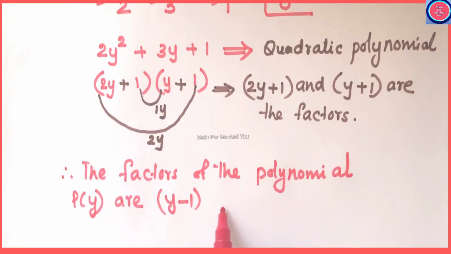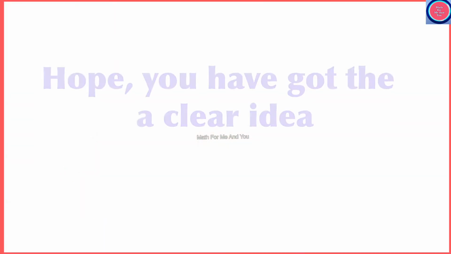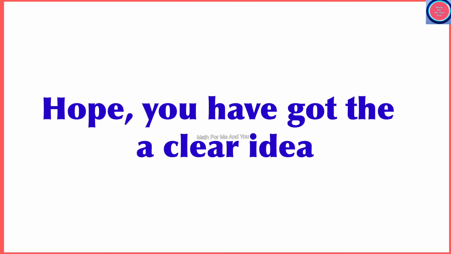Already we got y minus 1 a factor. So the factors of the given cubic polynomial p of y are y minus 1, 2y plus 1 and y plus 1. Hope you understand what we have practiced over here.